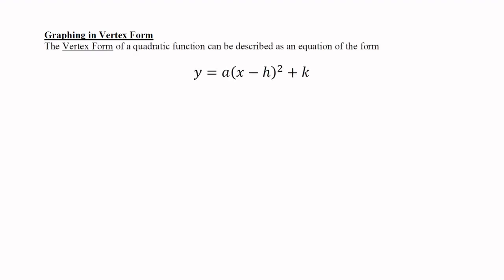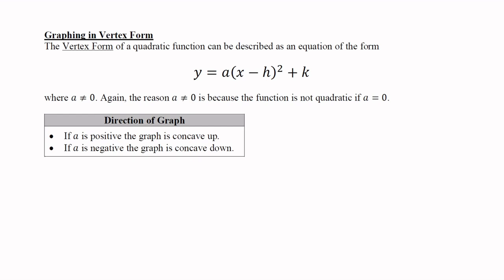In the vertex form of a quadratic function, it can be described as an equation of the form y equals a times x minus h quantity squared plus k. Again, a cannot be 0 because if a is 0, terms go away and it's no longer a quadratic function. The direction of the graph doesn't change. If a is positive, the graph is still going to be concave up. If a is negative, the graph will still be concave down.